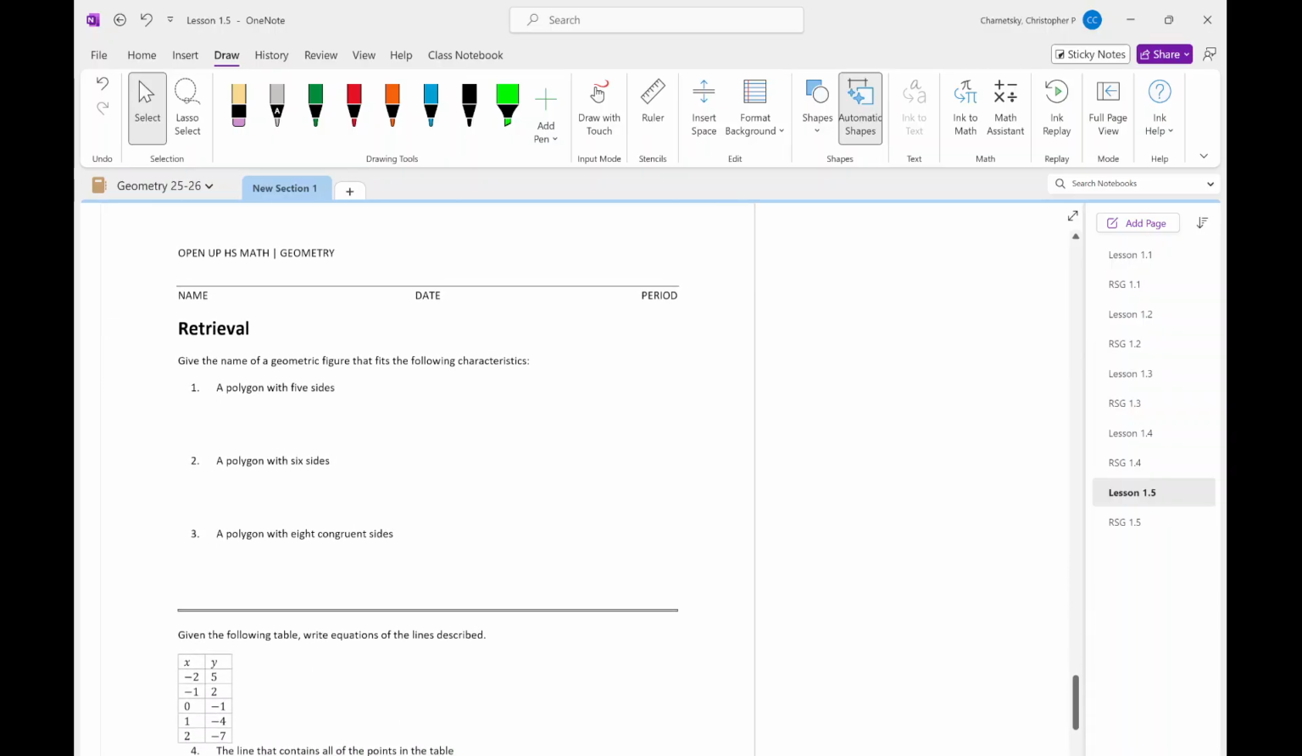Okay, some vocabulary. So a polygon with 5 sides, we call that a pentagon. A polygon with 6 sides, we call that a hexagon. And then a polygon with 8 congruent sides, so if all the sides are equal, we use the word regular. So we would call this a regular octagon. Okay.